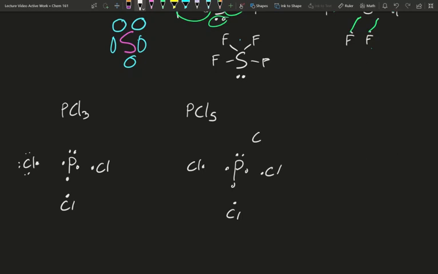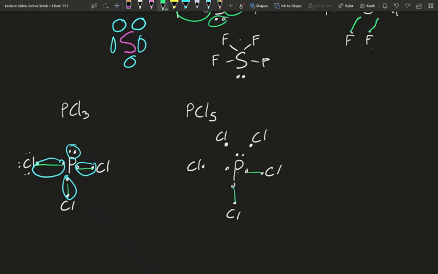Well, over here for PCl5, I have a few more chlorines. For PCl3, I pair unpaired, and I'm done. There's no extra atoms, no need to break up lone pairs. I check 2, 4, 6, 8 electrons around that phosphorus.